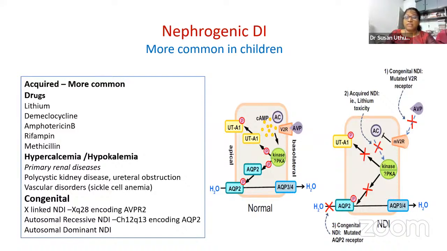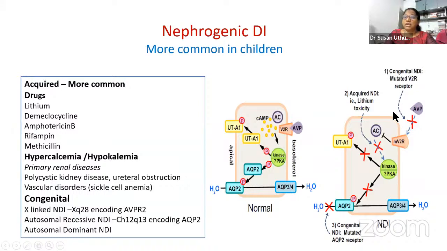The autosomal recessive variety is there, which is coding for aquaporin 2, which is on chromosome 12, and there is an autosomal dominant variety also. The X-linked one is seen in almost 90%, autosomal recessive in 9%, and autosomal dominant NDI in only 1% of cases. So you can see the abnormality that is there.